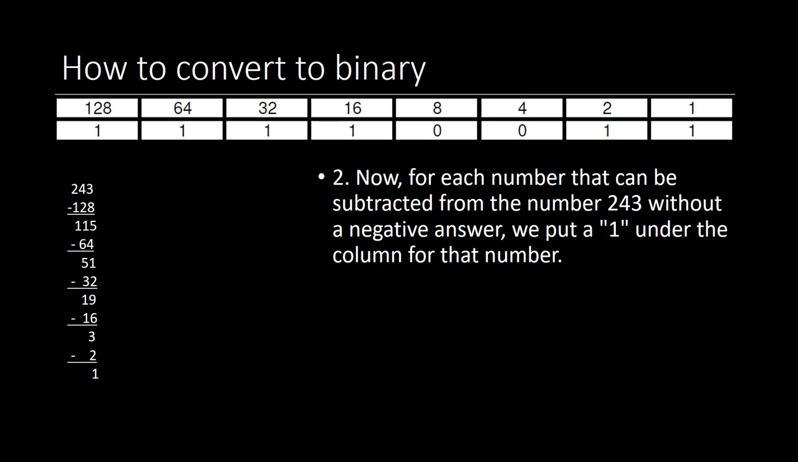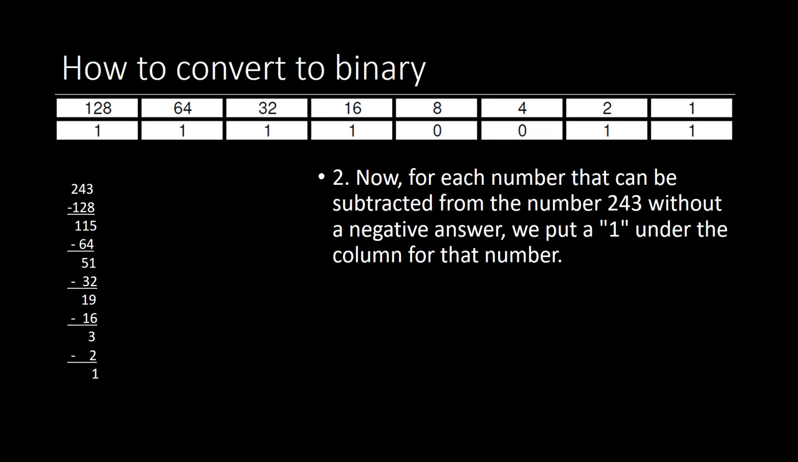So what does that mean for the number 8, which is next? Well, we don't subtract the number. We simply put a 0 under it because we can't subtract the number without getting a negative number. And then we move on to the next number. The next number is 4. We have the number 3. We still can't subtract 4 without having a negative number. So we have to put a 0 under it and move over to the next number.